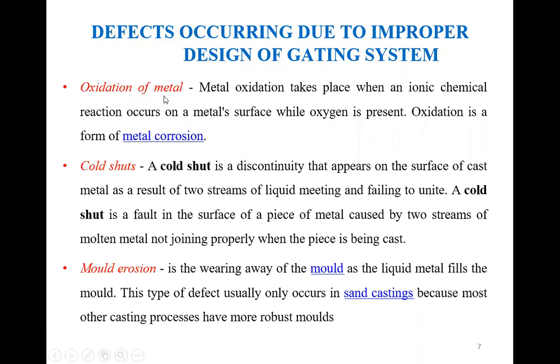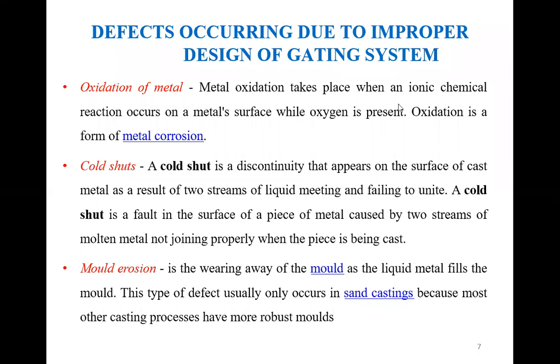The first one is oxidation of the metal. Oxidation of the metal means, if there is not a correct flow, after solidification some type of white layer is produced over the workpiece. Mainly, oxidation of the metal means the molten metal mixes with the mold part, and when it does not have a good reaction, some oxygen is present.